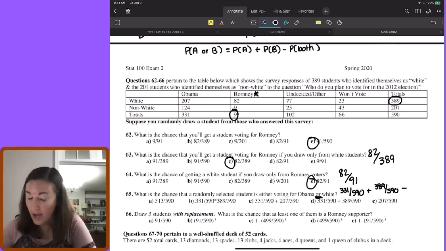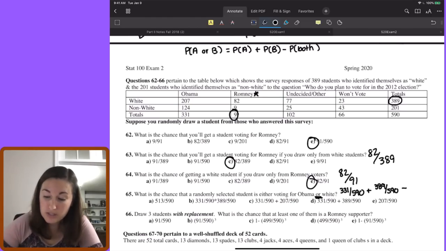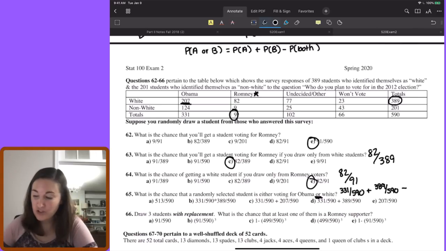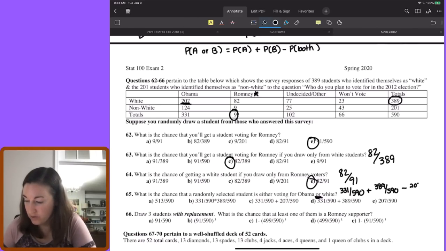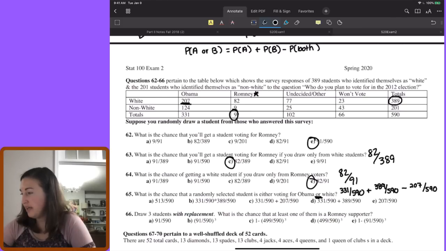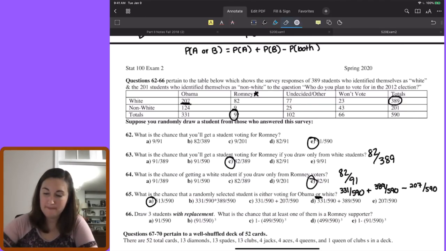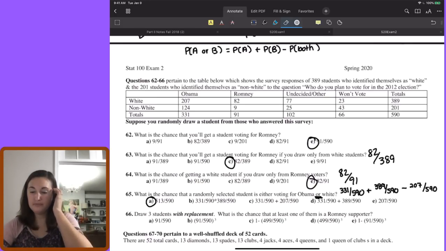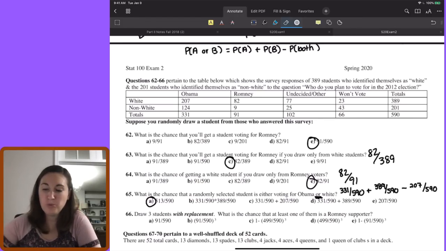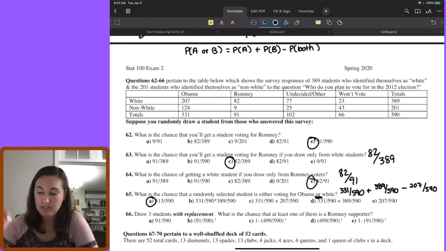And then I have to subtract the probability of both, if they're white and voting for Obama. And it looks like there are 207 of those. That ends up giving me, I think it should be the first one, 513 out of 590. Cool. So that's the addition rule. Just remember not to double count.